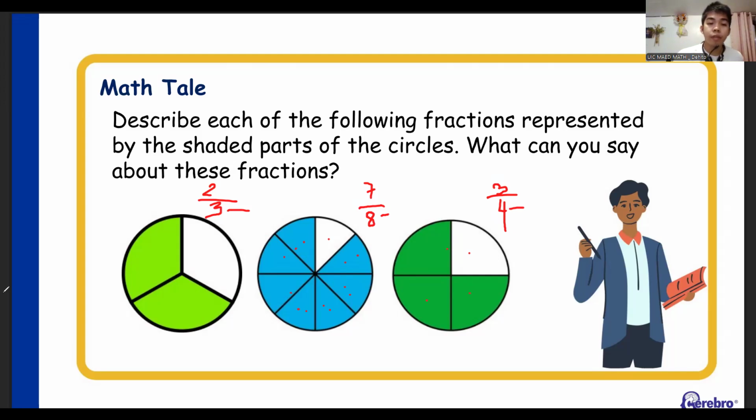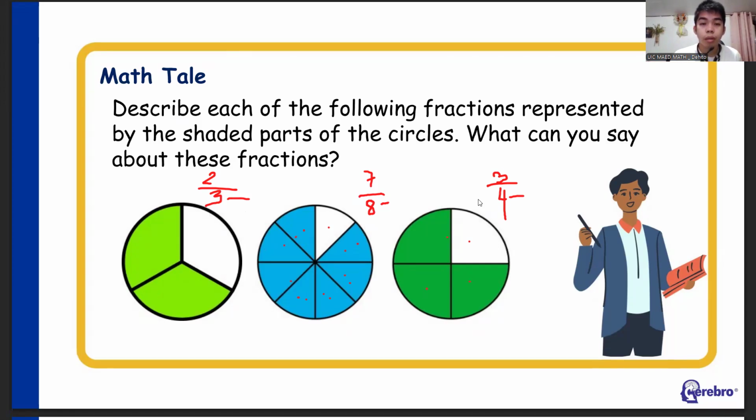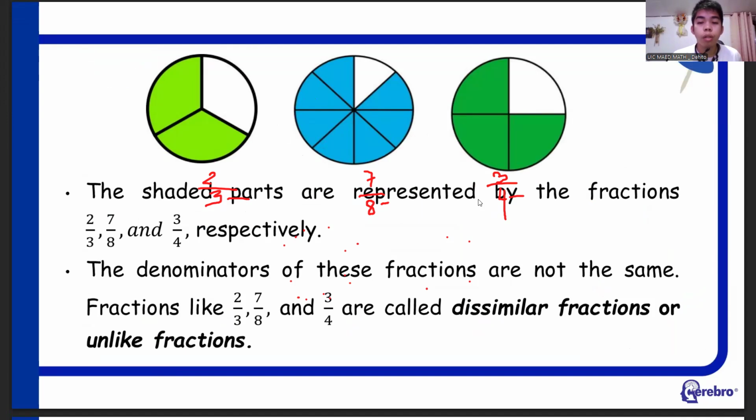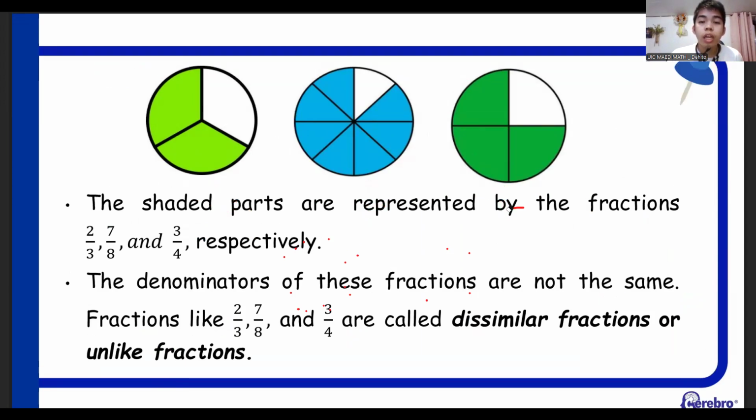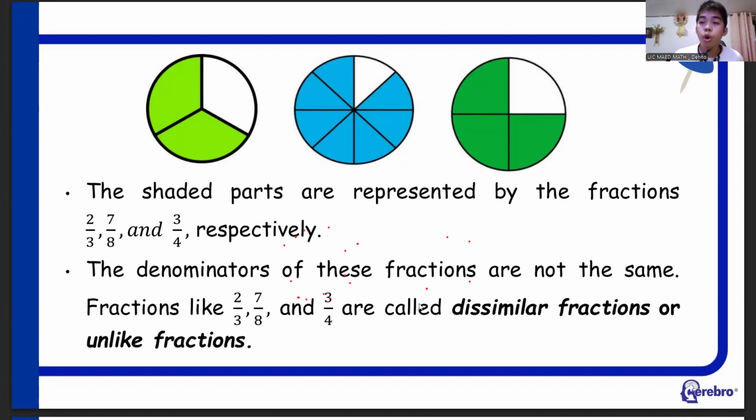And since they have different denominators, they are now called dissimilar fractions or unlike fractions. Okay? Hindi sila magkakapareho ng denominator. The shaded parts are represented by the fractions 2/3, 7/8, and 3/4 respectively. The denominators of these fractions are not the same. Kaiba ang denominators nila. Fractions like 2/3, 7/8, and 3/4 are called dissimilar fractions or unlike fractions.